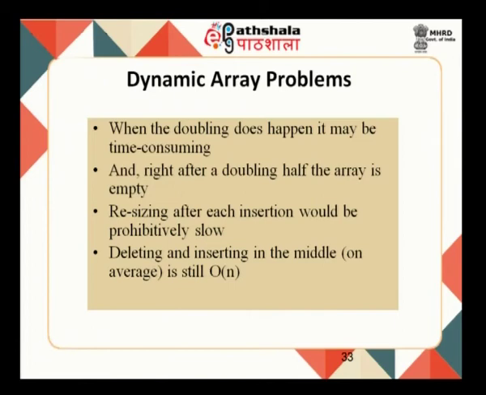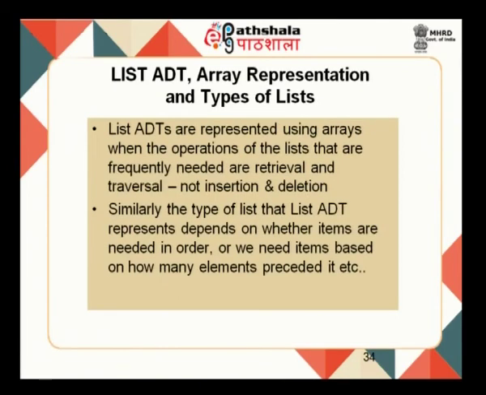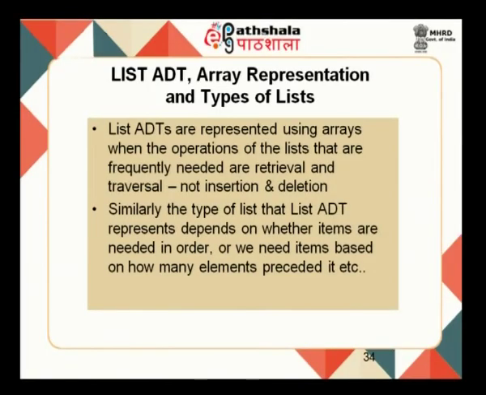So, now list ADT, array representation and types of lists. List ADTs are represented using arrays when the operations on the lists that are frequently needed are retrieval and traversal, not insertion and deletion, because in any of the array implementations, general insertion and deletion is very time consuming, whether it be array, vector, or dynamic array. In all cases it takes time, an average of the order of n. So, normally when the operations on the list ADTs are retrieval and traversal, in that case an array is a good representation.